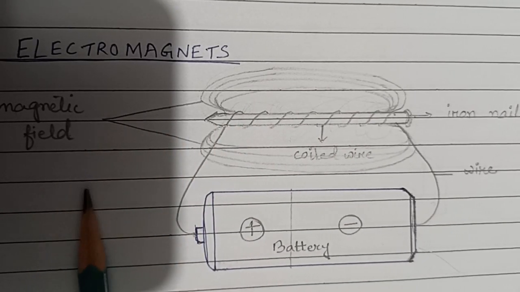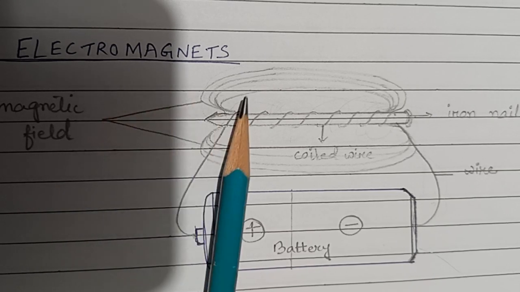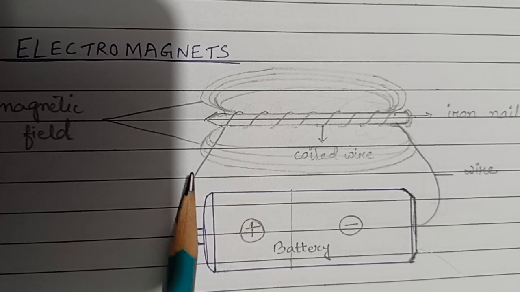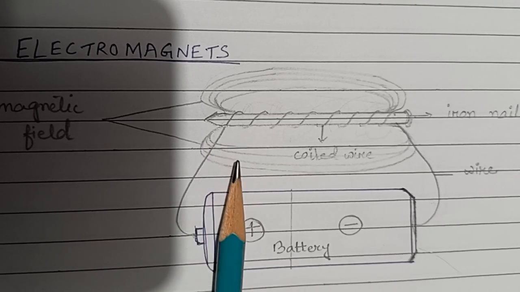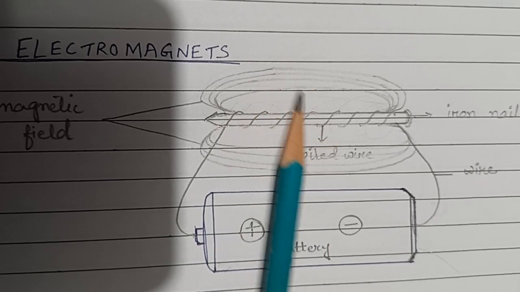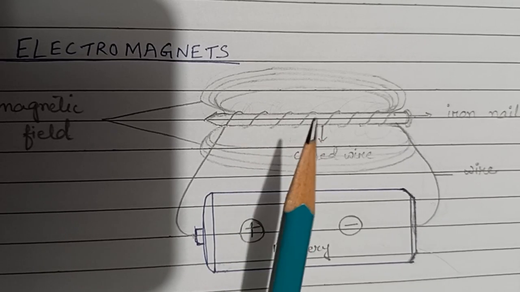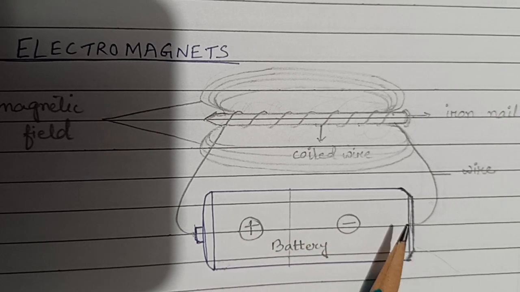So also you remember this, electromagnets are temporary magnets because they lose their magnetic properties as soon as the current stops. And also the strength of this electromagnet can easily be changed by changing the number of turns of this coil wire. If we change the number of turns, that means we can change the strength of the electromagnet also. Hope you all have understood.